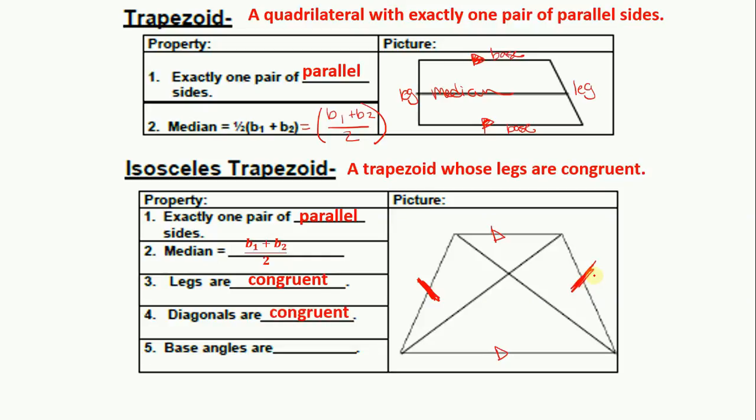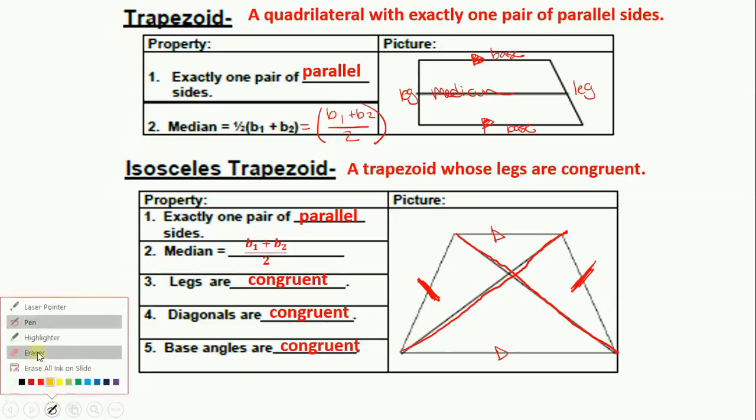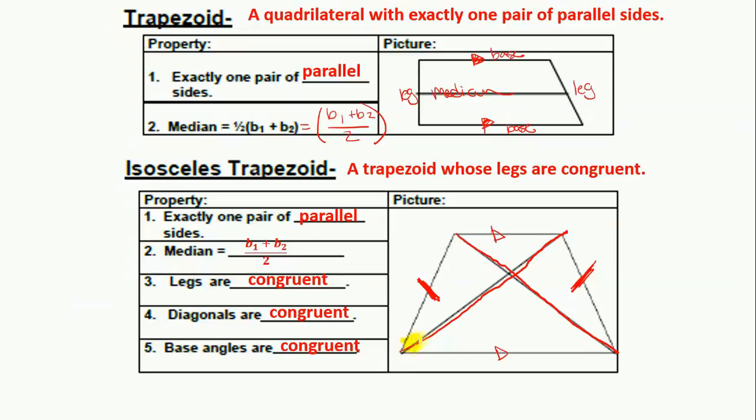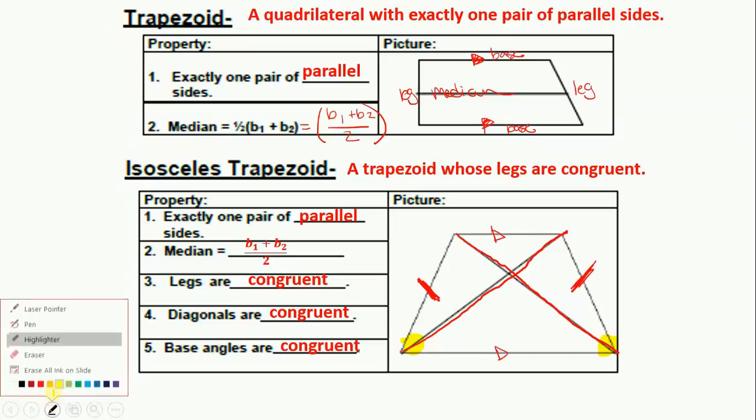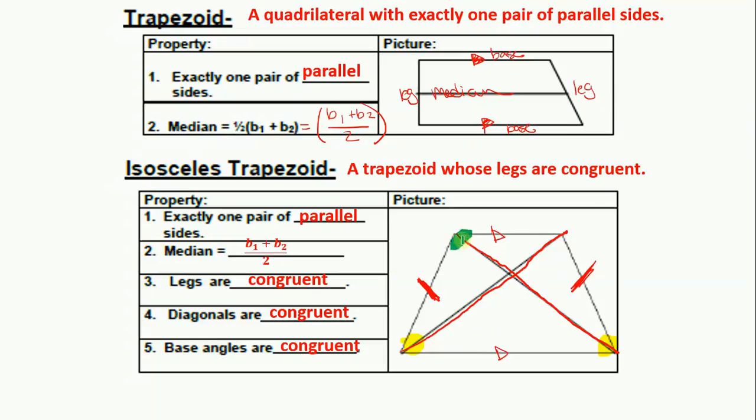Also in an isosceles trapezoid, our diagonals are congruent. So this diagonal right here is congruent to this diagonal right here. With that as well, our base angles are congruent, which tells me that right here, this base angle is congruent to this base angle, and on the other side of that coin, up here is also congruent to that angle. So keep that in mind when we're solving some trapezoid problems here.